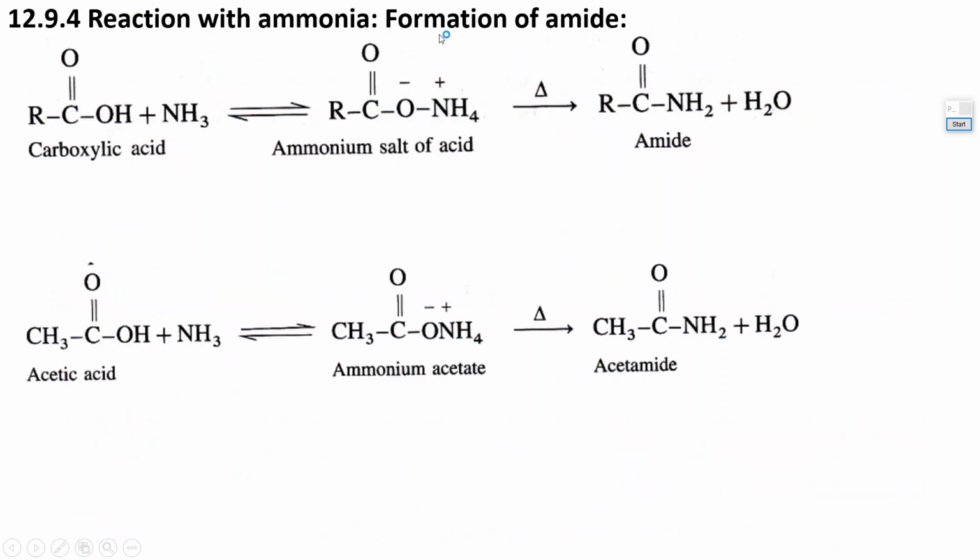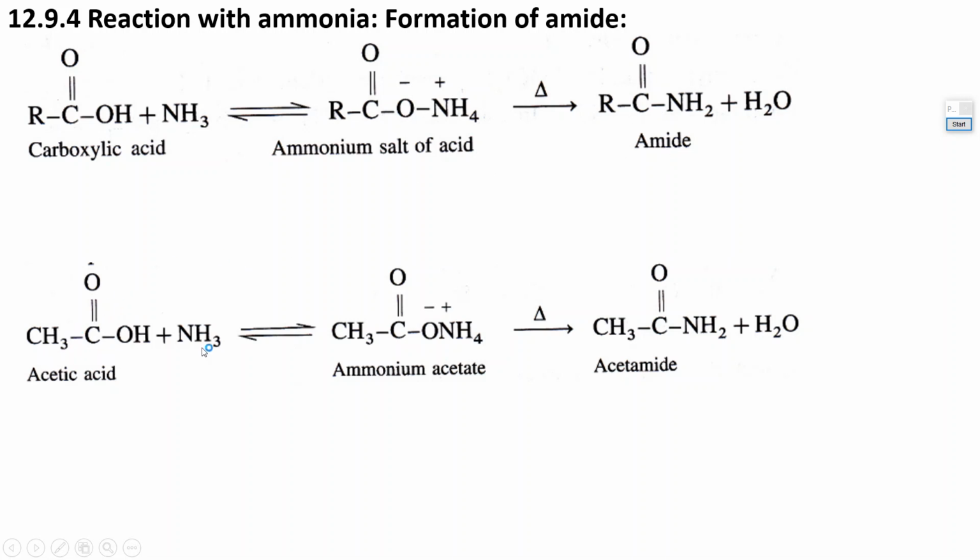Then the reaction with ammonia, that is, the formation of amide. A carboxylic acid reacts with NH3; write down its major product. NH3 becomes NH4, so RCOO−NH4+, and on heating we remove a water molecule, that is 2 hydrogen atoms and 1 oxygen atom. It will form RCONH2. We call it an amide.